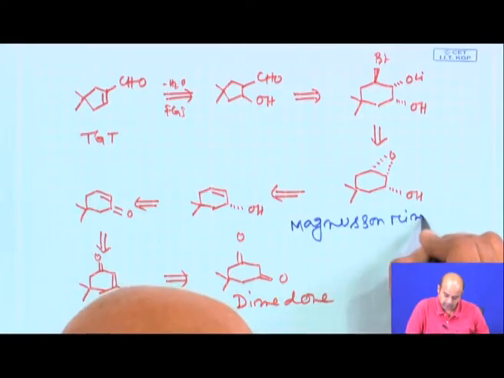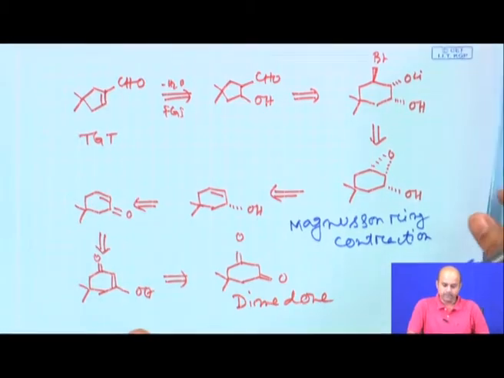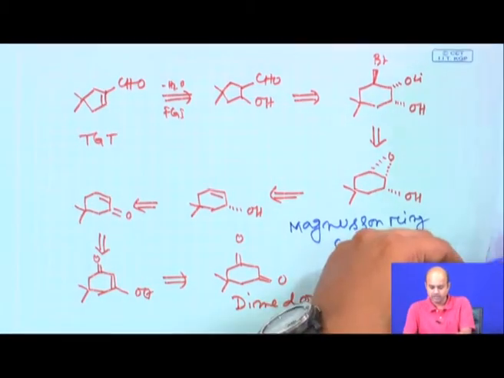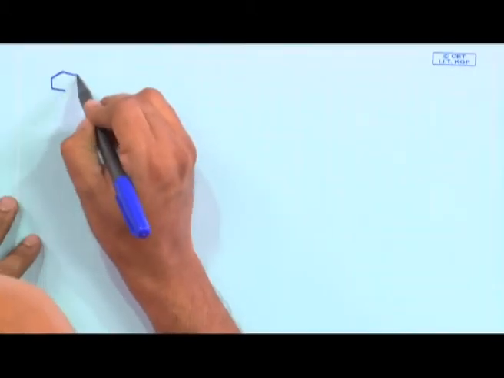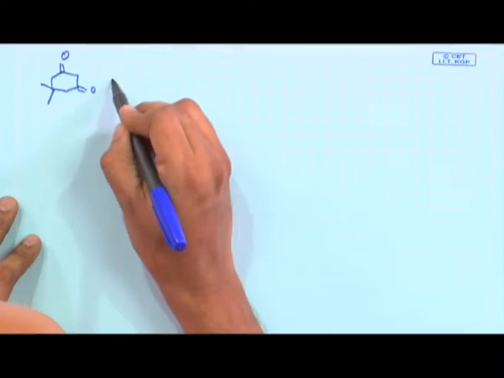Magnusson ring contraction. We will try to explore every detail of this particular reaction. Let us go one by one. Initially your starting material is dimedone. Dimedone is a very simple compound.